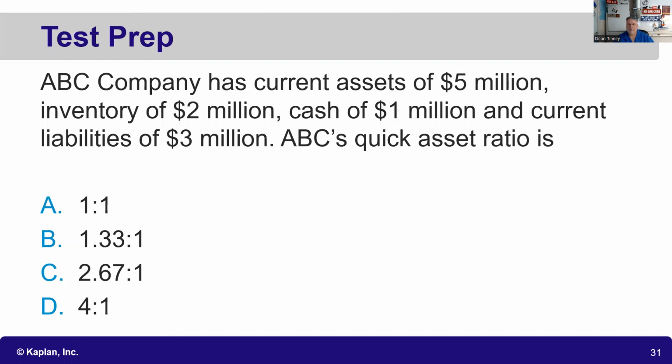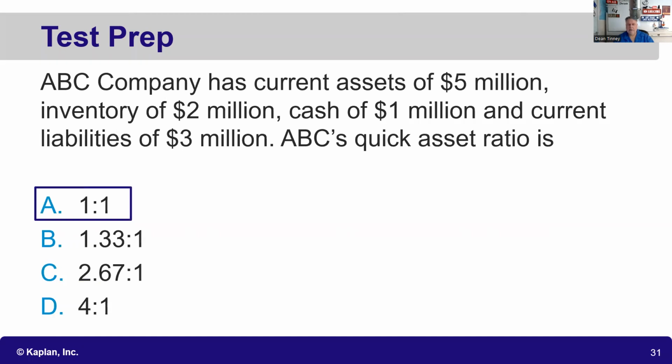Quick assets or quick asset test means don't count the inventory. So we're going to take the inventory out of the 5 million. And so now we have 3 million divided by 3 million. The answer is 1 to 1.